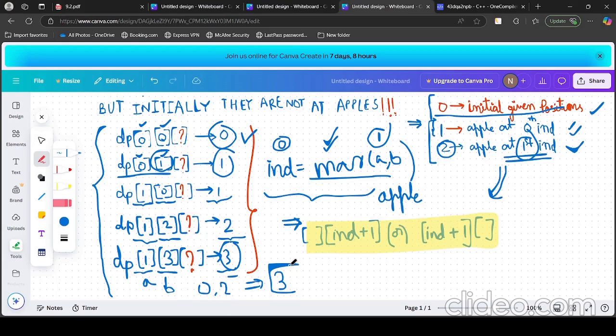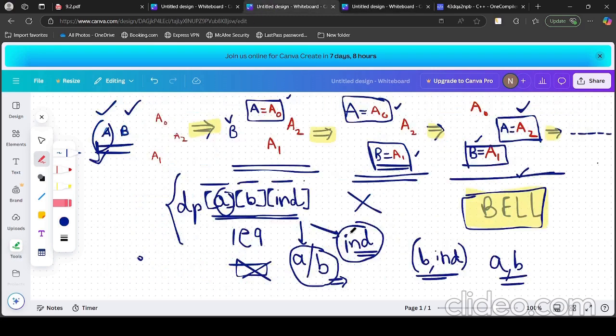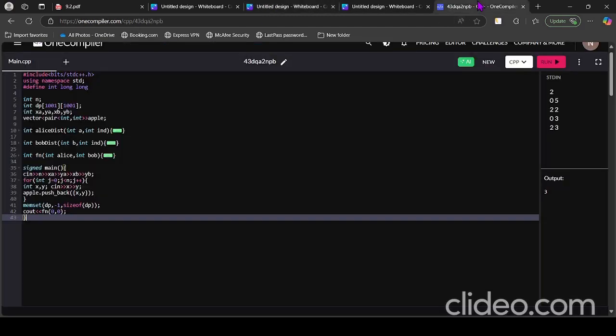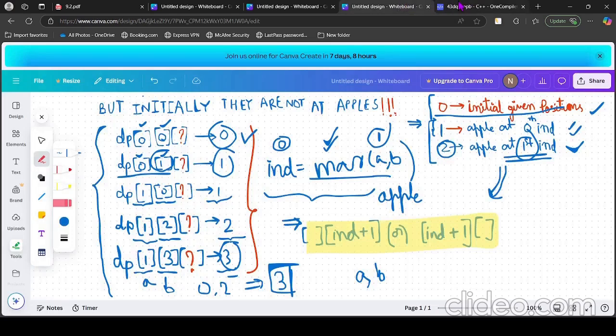So we have to collect apples from the 3rd index. So the index is 3. So finally, with only A and B, we are able to find the index. So we can successfully reduce another state. So let's check the code.